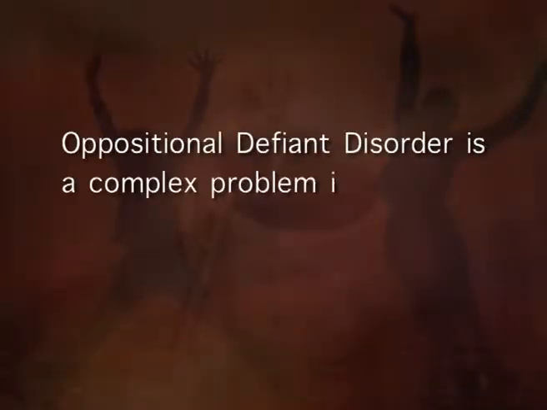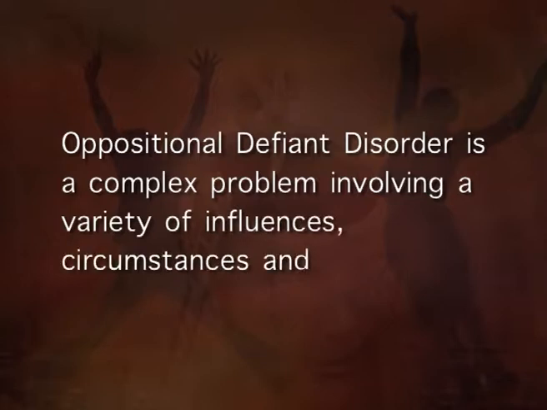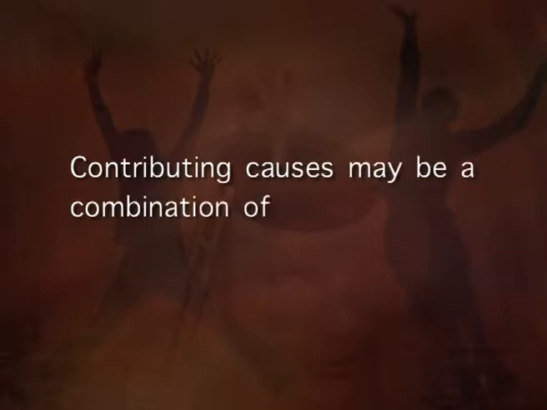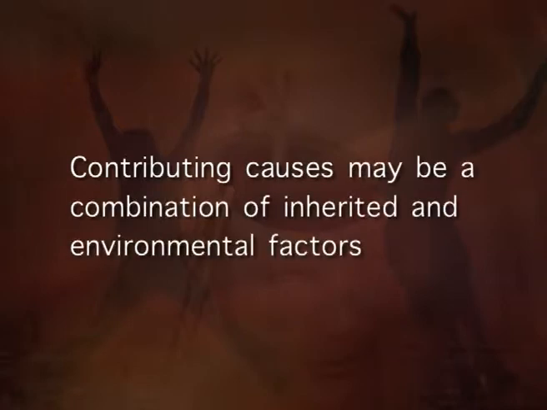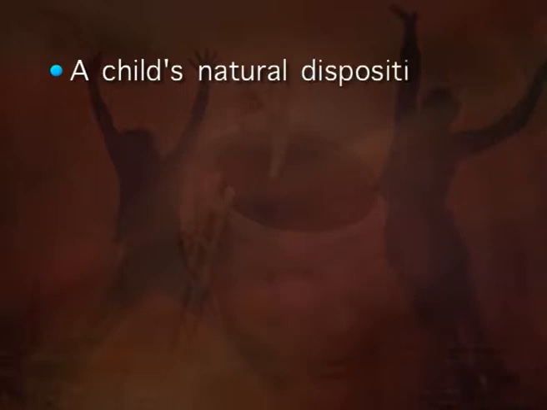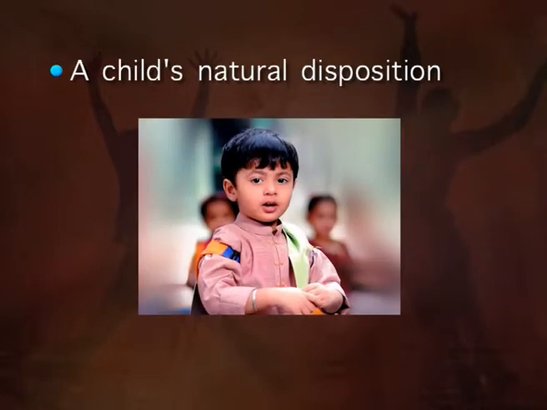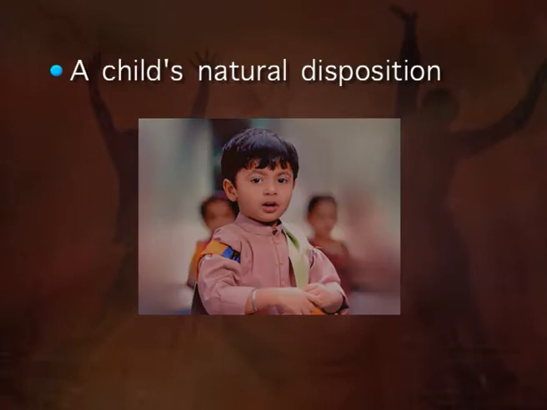Once we have understood the concept of Oppositional Defiant Disorder, we should also try to understand the causes. Oppositional Defiant Disorder is a complex problem involving a variety of influences, circumstances and genetic components. Like any other disorder, we cannot trace it to one particular cause, but an array of factors contribute to this disorder. Contributing causes may be a combination of inherited and environmental factors. These factors include a child's natural disposition. Probably by birth the child inherits a particular personality disposition.